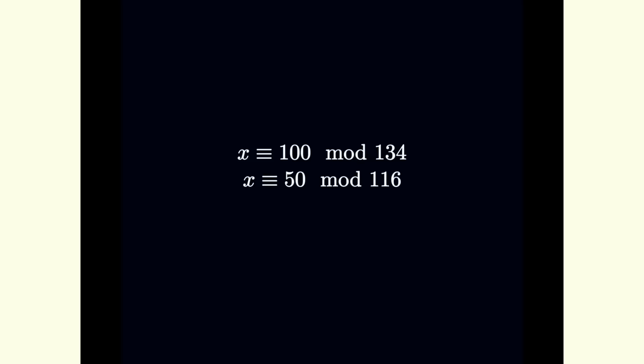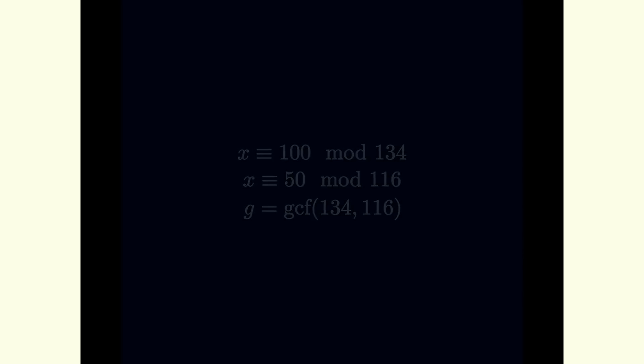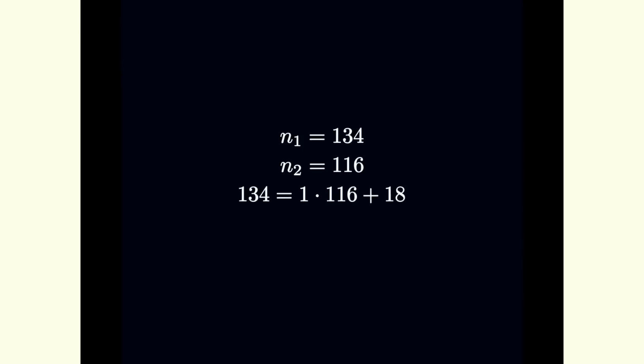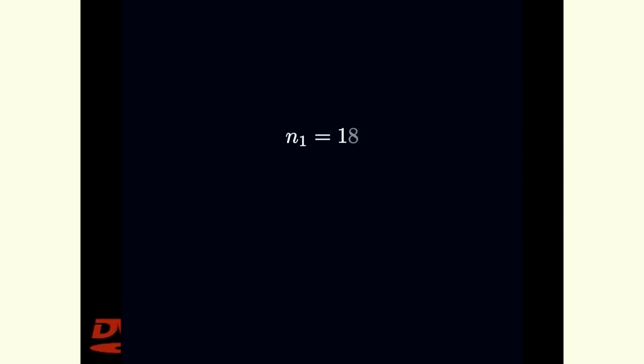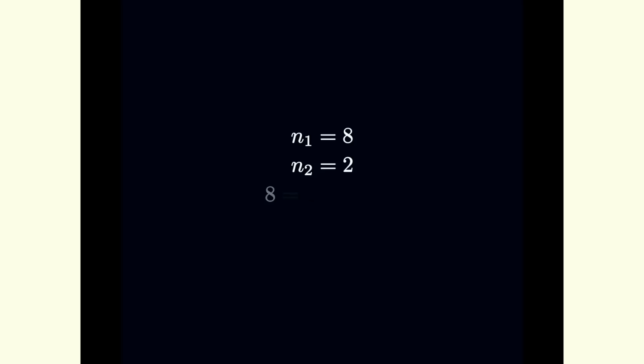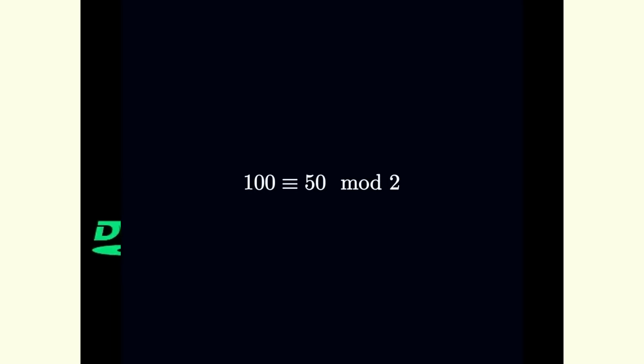Next, we need to calculate g, the greatest common factor of our periods. Using the Euclidean algorithm, we get these equations. Since we have a zero remainder in the last equation, we know that 2 is our greatest common factor. Now we check if our offsets are equal mod g, and since 100 and 50 are both even, we know that they are. This means that we will hit the corner.